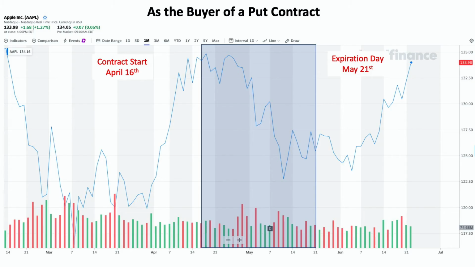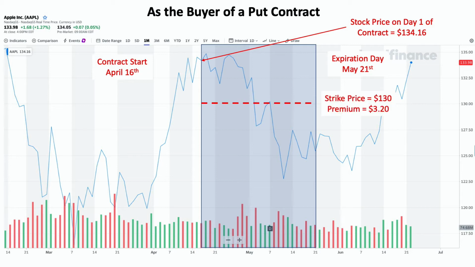So now we're looking at a slide showing an example of an Apple put option from the buyer's perspective. I've highlighted the dates in the slide, so you can see that the contract starts on April the 16th and ends on May the 21st. The stock price on day one is 134.16. We've selected a strike price of $130 here, and we paid a premium of $3.20. This means our break-even price would be 126.8. So the price needs to drop to at least that for us to start being profitable as the buyer.